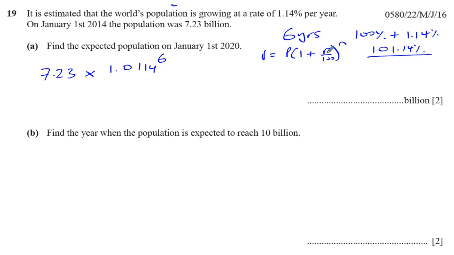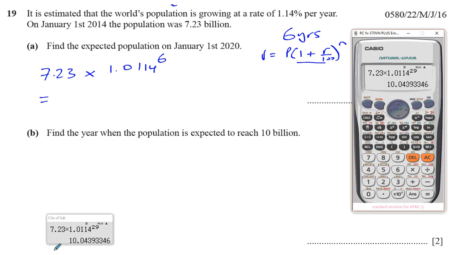Okay, the rate r is 1.14 divided by 100. So that gives you 1 plus r over 100, which gives you this 1.0114. This is using the formula here. This is just using your head. I personally prefer to not have to memorize things. So that's going to give us the expected population on January the 1st, 2020. So you take your calculator out and you make sure you put this in properly.